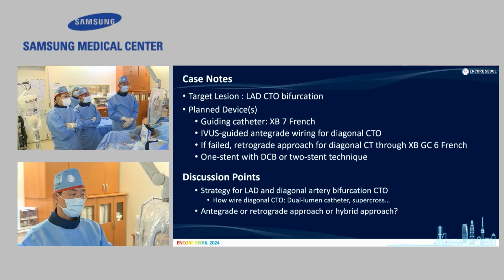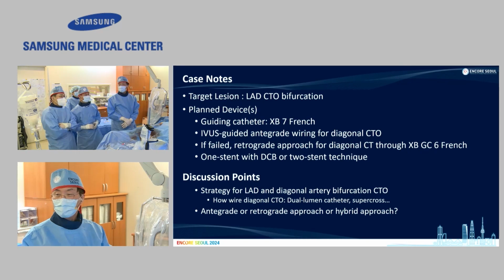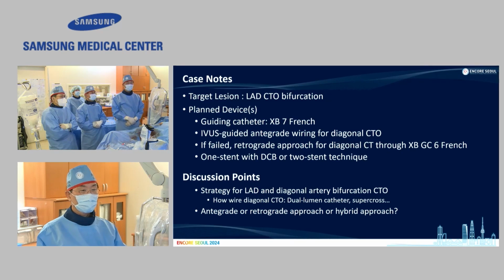So I'd like to learn about the strategies for LAD and diagonal artery bifurcation CTO. Maybe you can use a dual lumen catheter, or you can use a SuperCross, or you can try the retrograde approach from the beginning for the diagonal. So, what do you think? Comments from the panel?